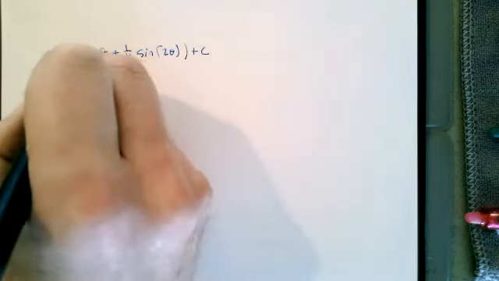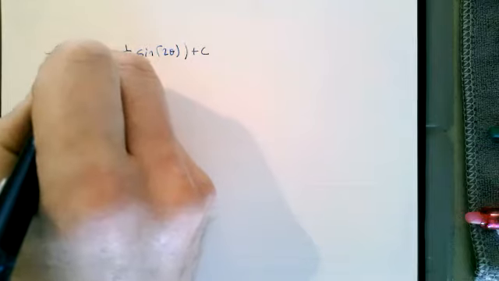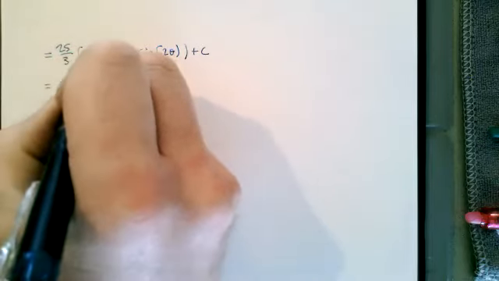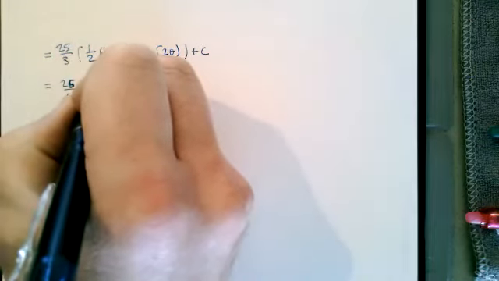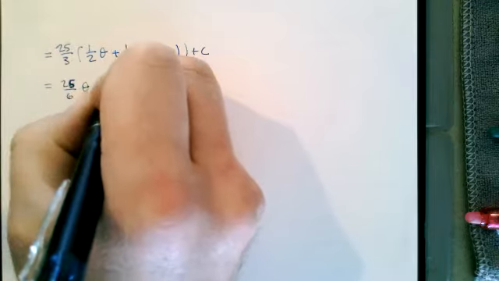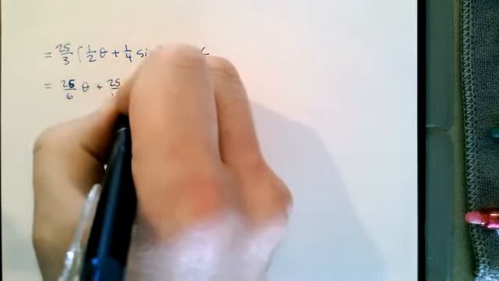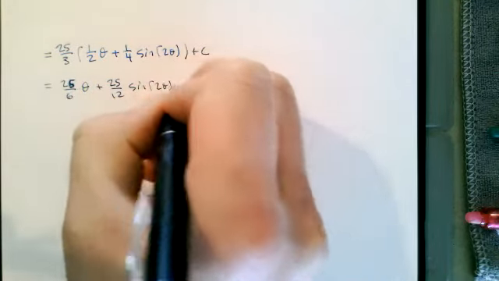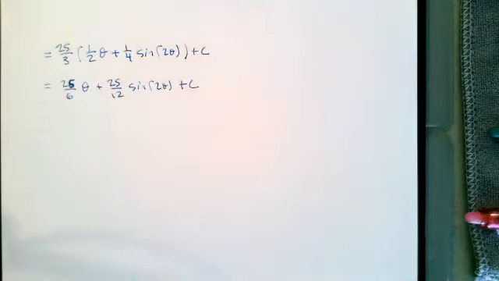So if we want, we can clean this up a little bit and say this is 25/6 theta plus 25/12 sine of 2 theta plus c. Here's our antiderivative in theta. Now we need to go from theta back to the x.